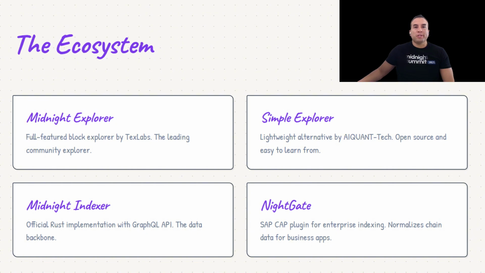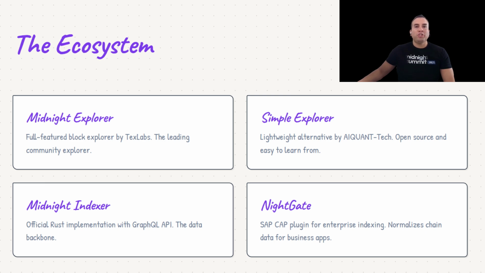The Midnight ecosystem has four main tools for exploring chain data, and they serve different needs. First, Midnight Explorer by TexLabs. This is the leading community block explorer, full feature, hosted, and the one most people use day to day. Second, Simple Explorer by AIQUANT-Tech. This is a lightweight, open source alternative. It's great if you want to learn how an explorer actually works under the hood, or if you want to fork it and customize it for your project.